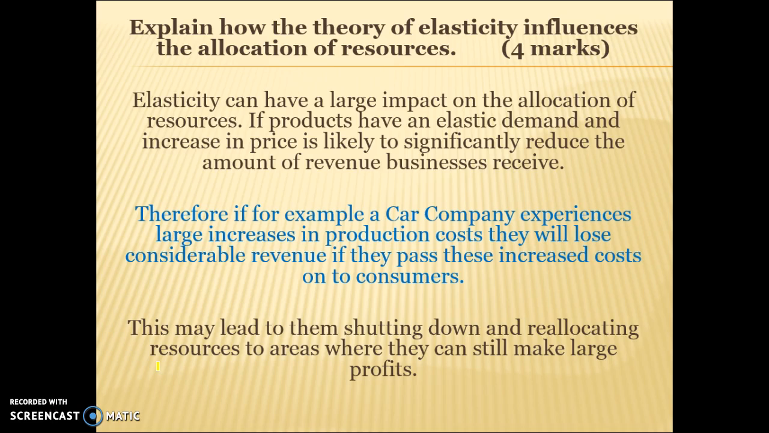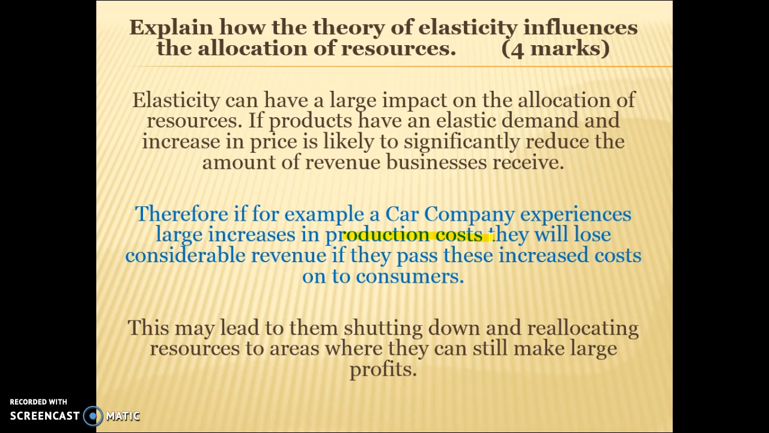Explain how the theory of elasticity influenced the allocation of resources. So elasticity can have a large impact on the allocation of resources. If products have an elastic demand and there's an increase in price, it's likely to generate significantly less revenue. So for example, if a car company experiences large increases in production costs, they will lose considerable revenue if they pass these increased costs on to consumers. So if the price of cars went up because of higher production costs, we'd likely see a large amount of resources be reallocated away from that industry because it's hard for them to make a profit and they can't afford to charge consumers the higher price because they're very responsive to price changes.